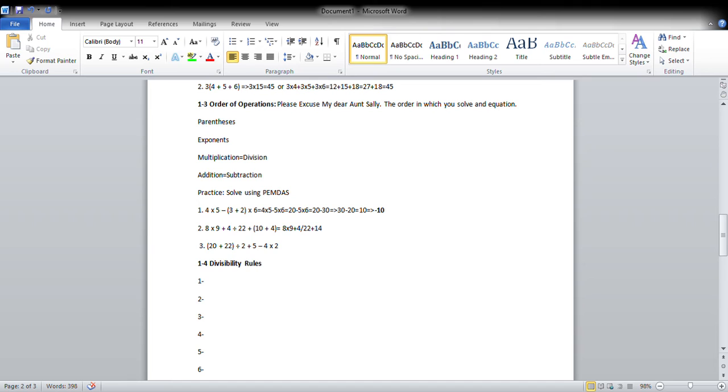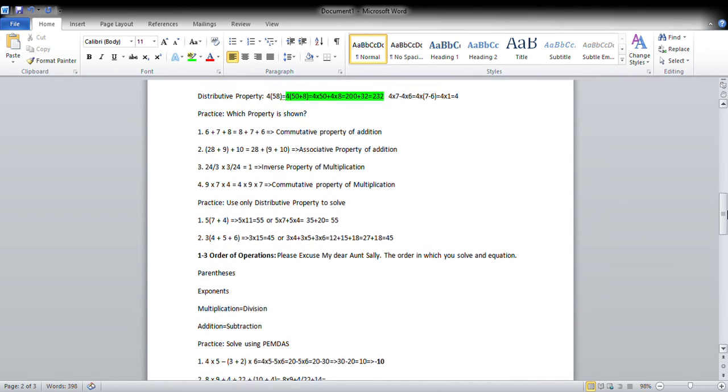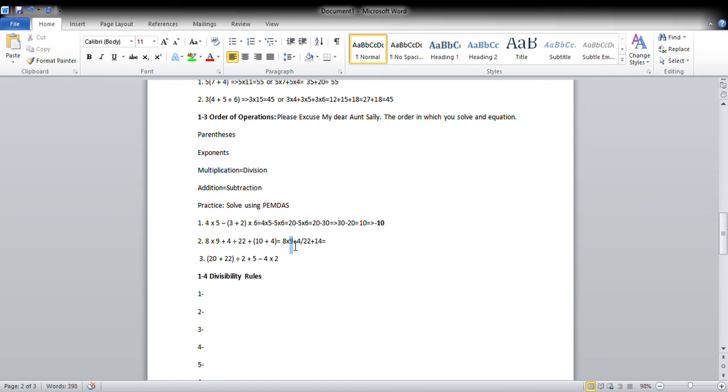Next step, is there any multiplication or division? Well, I see both. I see multiplication and division. So right over here is multiplication. So this would be 72 plus 4 divided by 22 plus 14. The reason we did this first was because it was on the leftmost side.